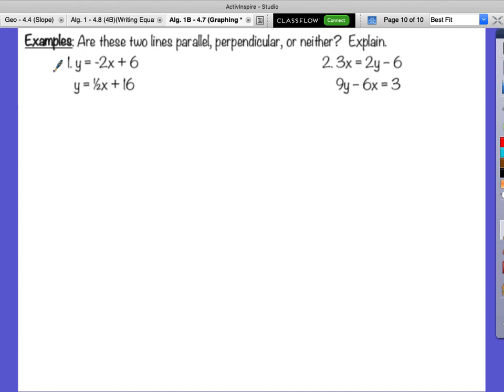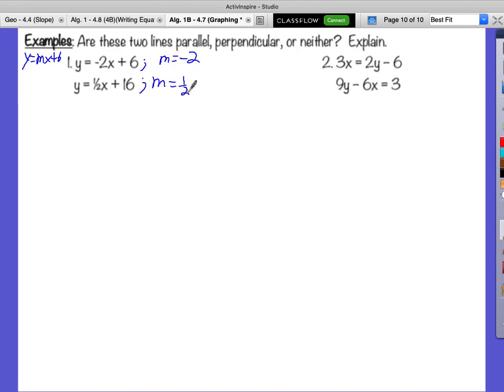What's the slope of this line? Negative 2. Because this is already in y equals mx plus b, so the m is whatever's with the x. So what's the m here? Negative 2. What's the m here? 1/2. So what do we notice?